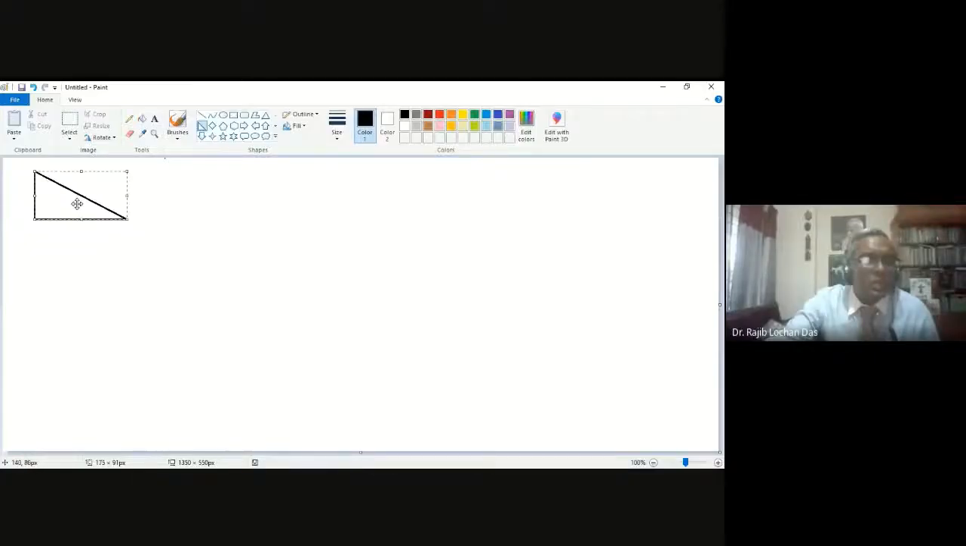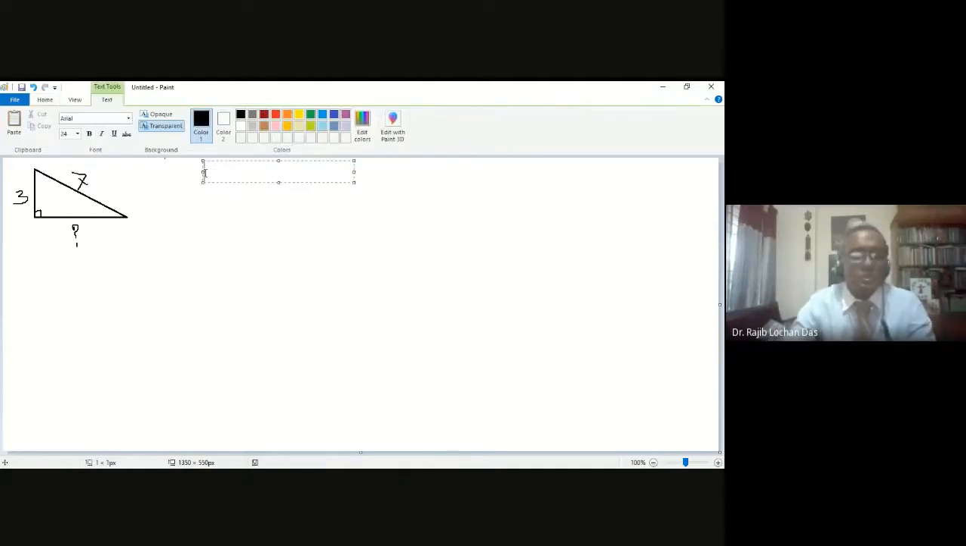You may have two sides given, so the other side is possible to find out by the Pythagoras formula. Say this side is 7 and say this side is 3. So what will be the third side? That is the question. So you can apply the Pythagoras formula.